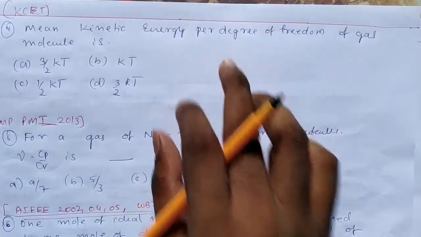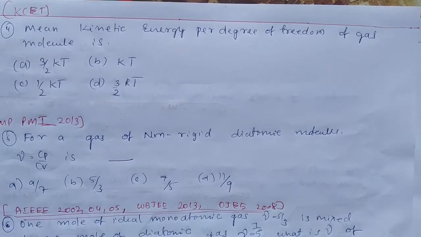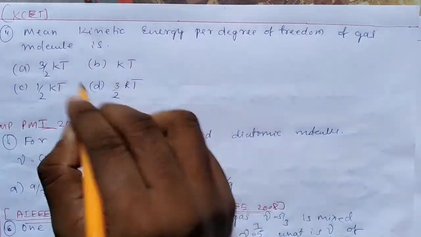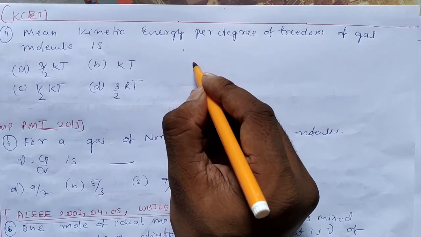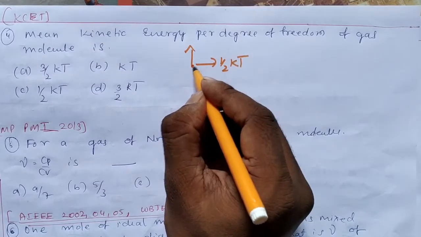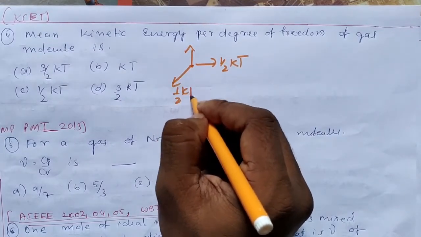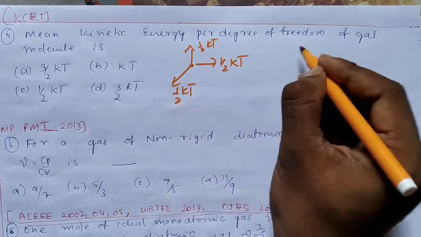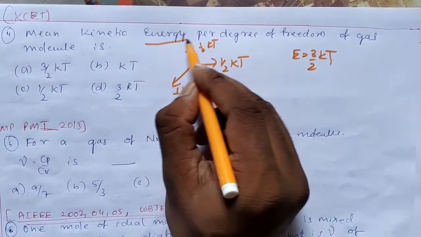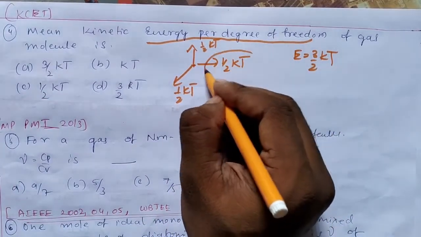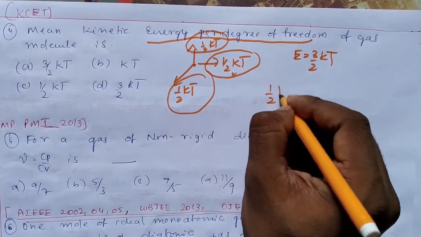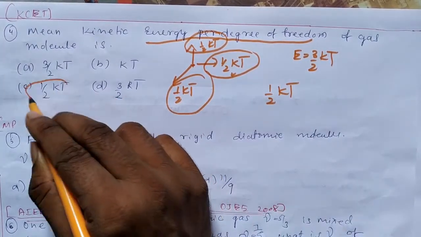Mean kinetic energy per degree of freedom of a gas molecule is... which formula connects this energy? That is the Boltzmann equipartition energy, isn't it? In each direction you have energy 1 by 2 kT, 1 by 2 kT and 1 by 2 kT. In total the energy becomes 3 by 2 kT, but here they have asked the energy per degree of freedom. This is 1 degree of freedom, this is 1 degree, this is 1 degree. Per degree of freedom the energy will be 1 by 2 kT. So your option is 1 by 2 kT.